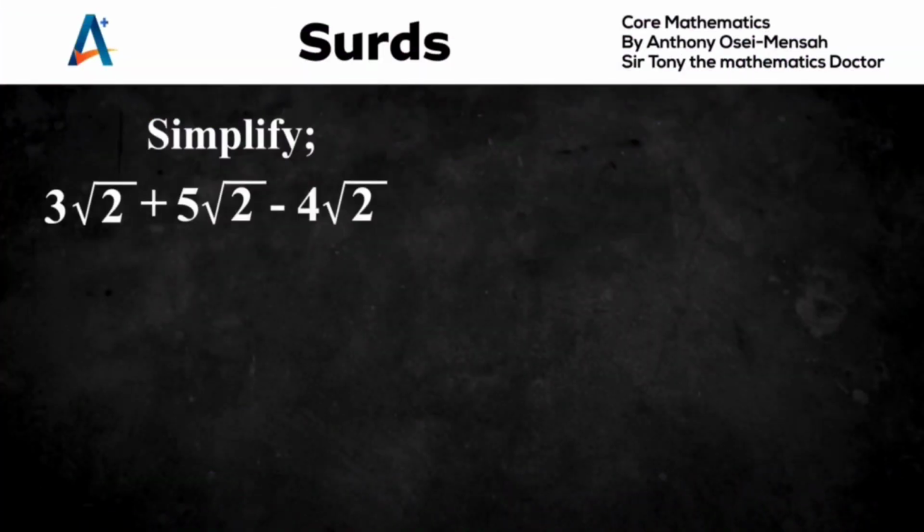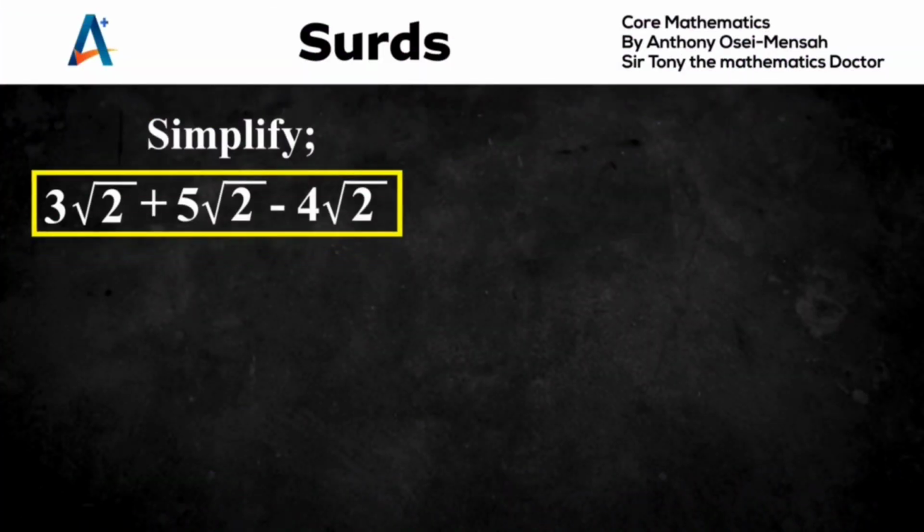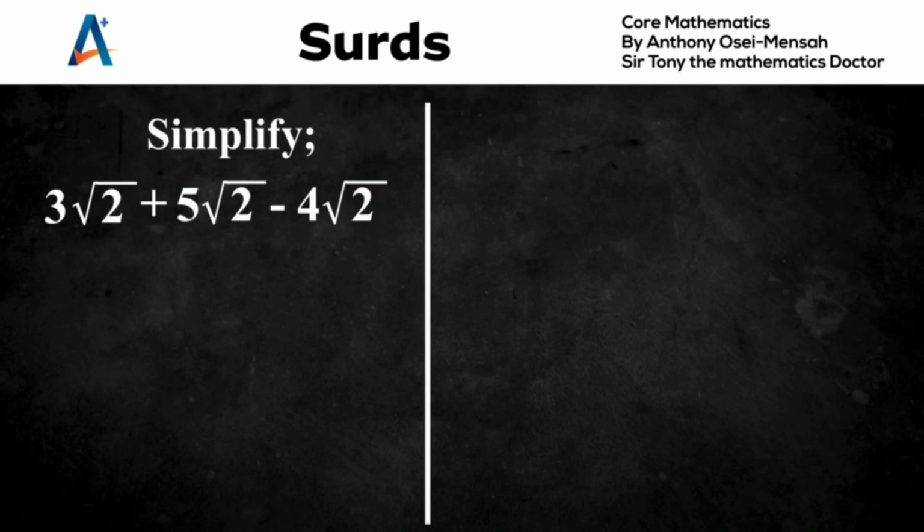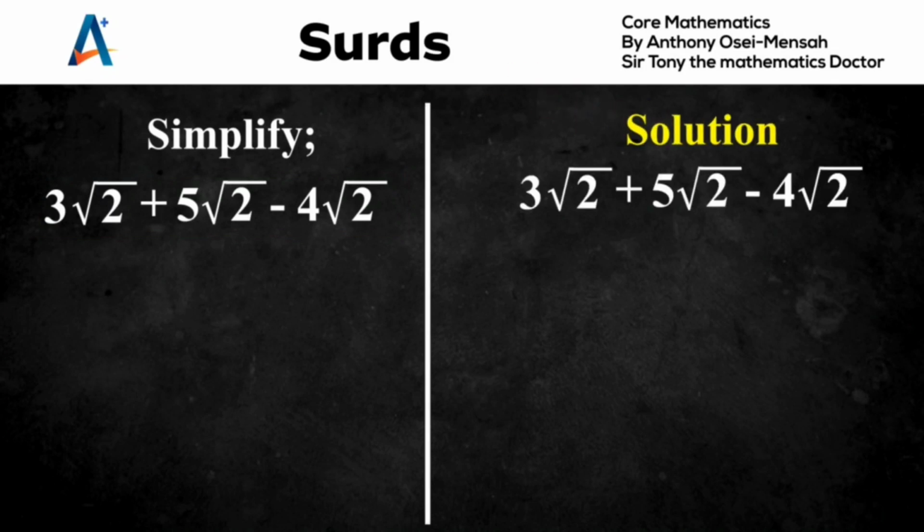This question reads, simplify 3 square root of 2 plus 5 square root of 2 minus 4 square root of 2. Let us get into the solution. Solution. We have 3 square root of 2 plus 5 square root of 2 minus 4 square root of 2.